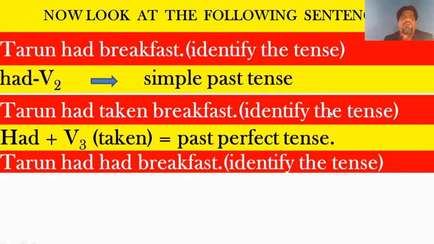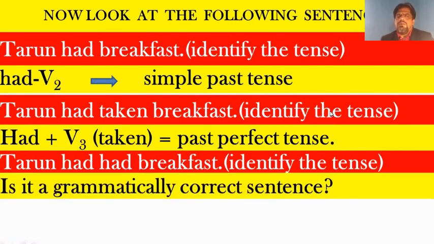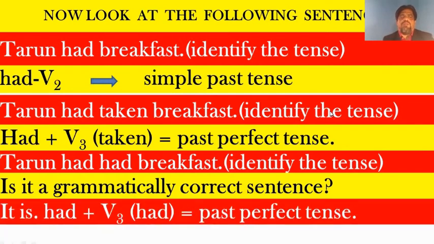Now here comes Tarun had had breakfast. Is it a correct sentence? Is it grammatically correct? How could we use two had? What is the need of two had when one is enough? How will we explain it? Is it a grammatically wrong sentence? Never. It is a grammatically correct sentence. How could we explain it?